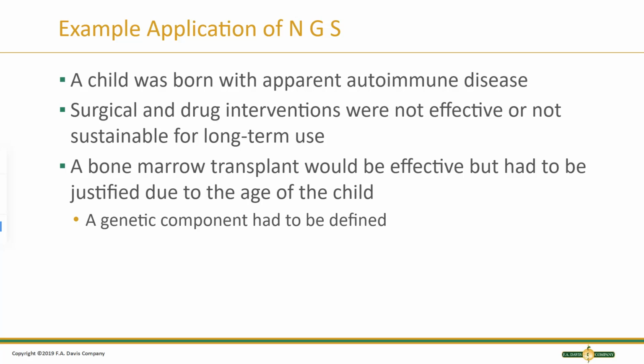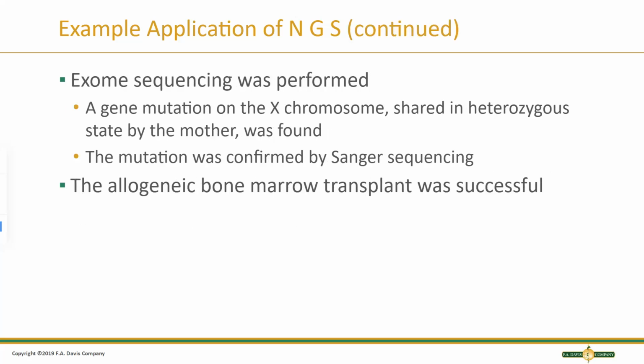A child was born with apparent autoimmune disease. Surgical and drug interventions were not effective or not sustainable for long-term use. A bone marrow transplant would be effective, but had to be justified due to the age of the child. A genetic component had to be identified. Exome sequencing was performed. A gene mutation on the X chromosome shared in heterozygous state by the mother was found. The mutation was confirmed by Sanger sequencing. The allogeneic bone marrow transplant was successful.